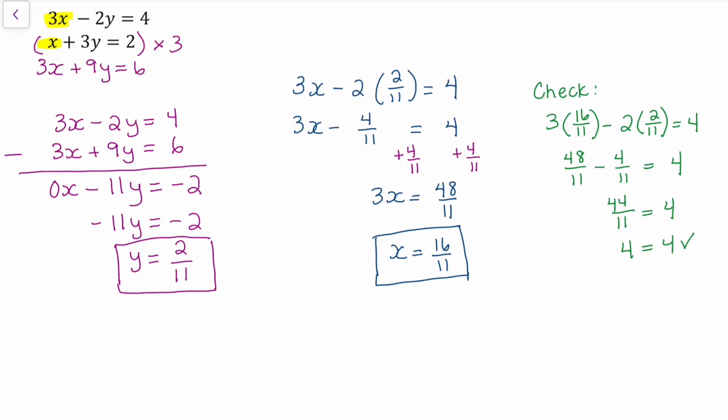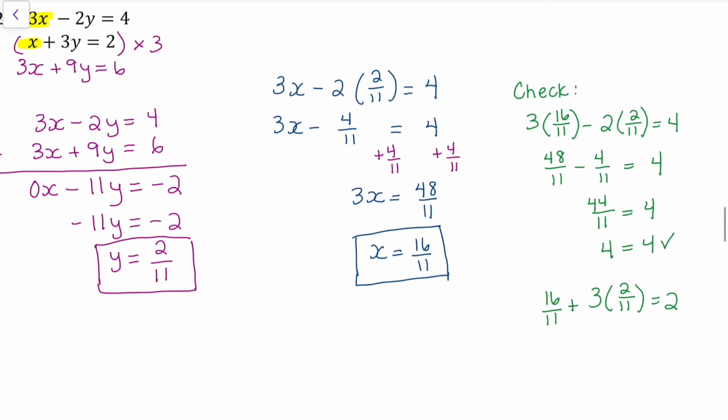And 16 over 11 plus 3 times 2 over 11 equals 2. 16 over 11 plus 6 over 11 equals 2. So 22 over 11 equals 2, or 2 equals 2. So I know I did it right.